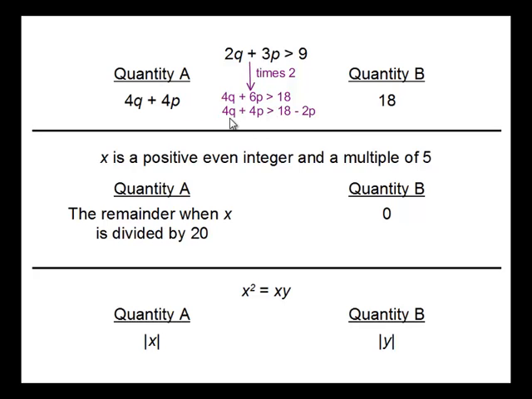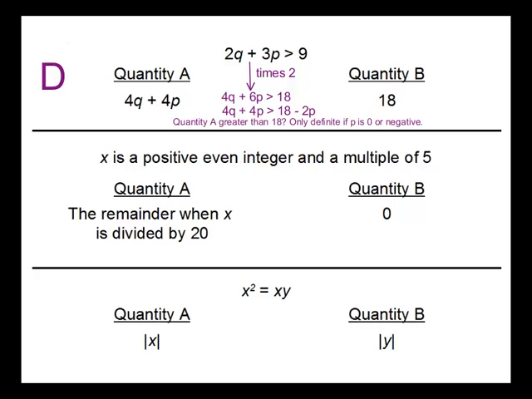So now what we've created is quantity A is greater than 18 minus 2P. We know that. That's the fact. Okay? Quantity A is greater than 18 minus 2P. But we want to know, is it greater than 18?